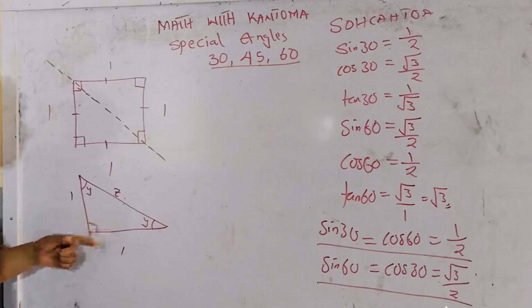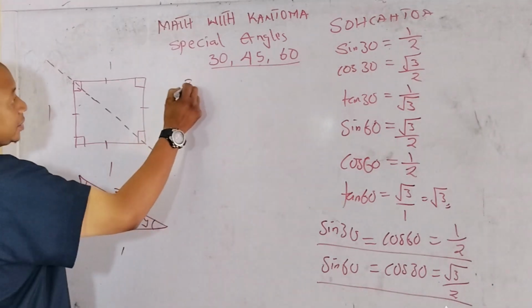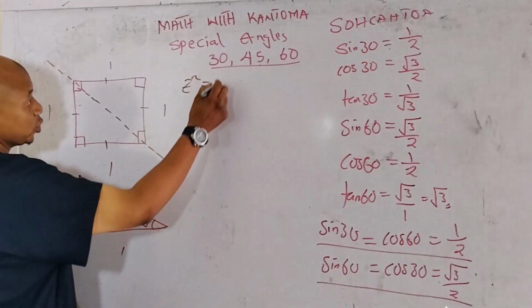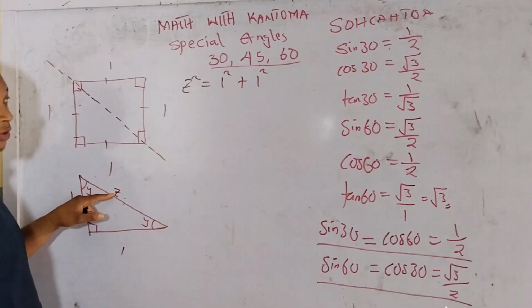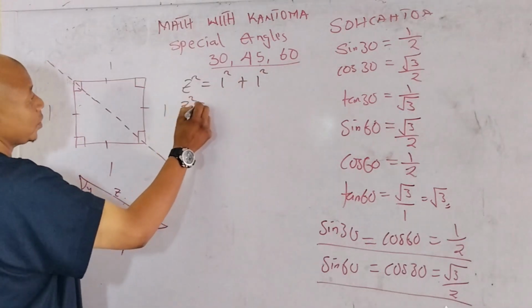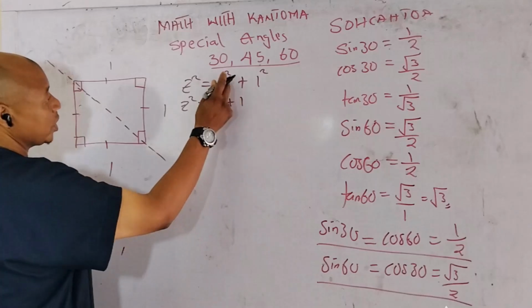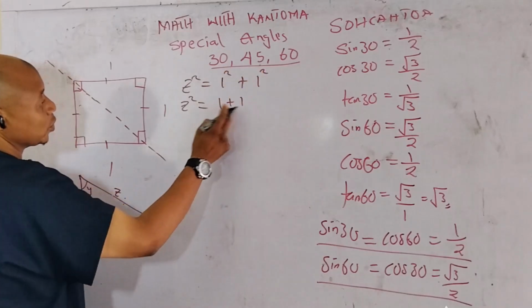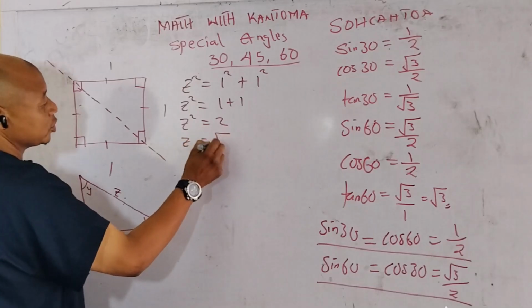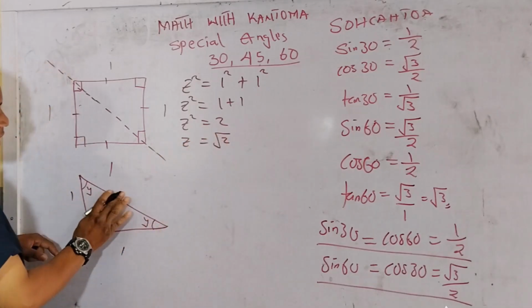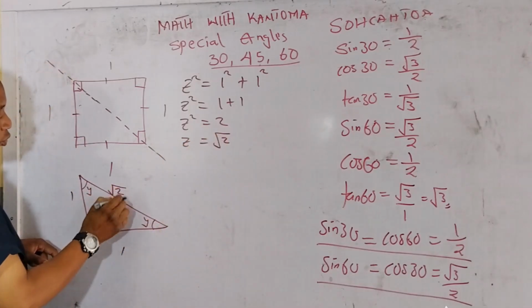So now to find the value of z using Pythagoras theorem, they said z square is equal to opposite square, which is 1 square, plus adjacent square, which is also 1 square. Z is my hypotenuse here. So therefore z square is equal to 1 plus 1. 1 square is 1, 1 square is 1. So 1 plus 1 is 2. So z square is equal to 2. The value of z is going to be square root of 2. So now this value is going to be square root of 2.